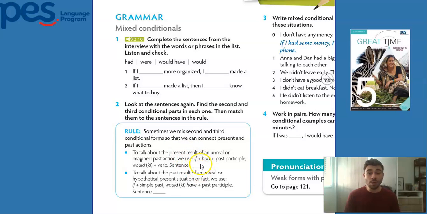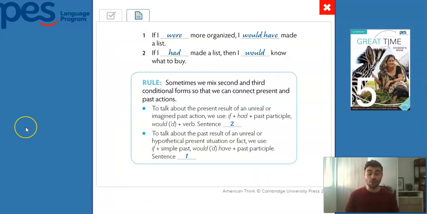If sentence number 1 is connected to this concept, or 1 or 2 here connected to this point, this concept over here, then come back here for us to check. Good luck, guys. All right, so how was that? Did you find it difficult to analyze and match the two concepts to the two sentences?